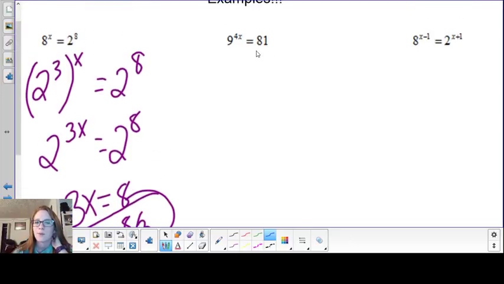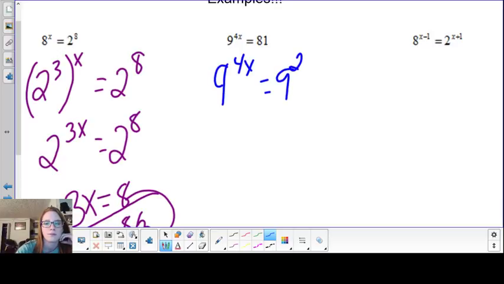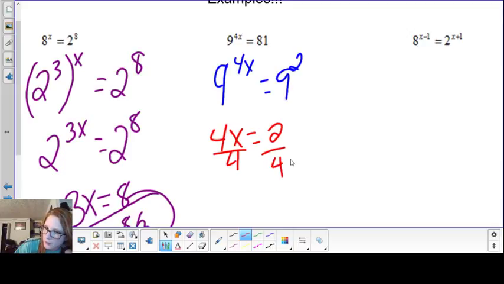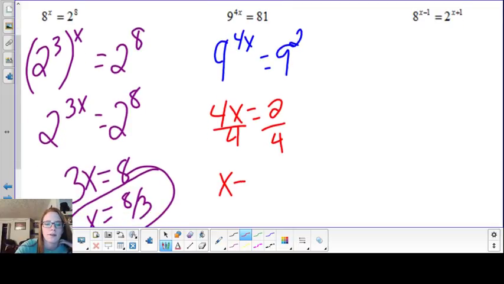All right, I've got 9 and 81. Can I turn 81 into 9? So I have 9 to the 4x is equal to 9 squared. In this case, I don't have anything else that's already to the exponent, so I can just leave it there. Now that they're the same bases, I can say I have 4x equals 2. Divide both sides by 4, I get x is a half.